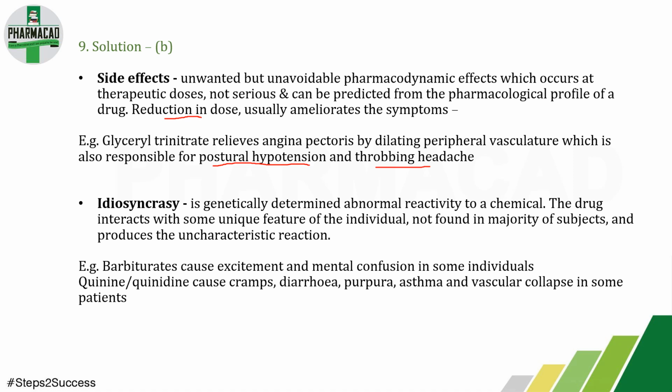Next we have the definition for idiosyncrasy. Idiosyncrasy is genetically determined abnormal reactivity to a chemical. Here the drug interacts with some unique feature of the individual which is not found in the majority of subjects or patients, and it produces an uncharacterized reaction. Examples of idiosyncrasy are barbiturates, which cause excitement and mental confusion in some individuals. We also have quinine or quinidine, which cause cramps, diarrhea, asthma, and vascular collapse in some patients. So these are the idiosyncratic behaviors seen with barbiturates and quinine, quinidine administration.